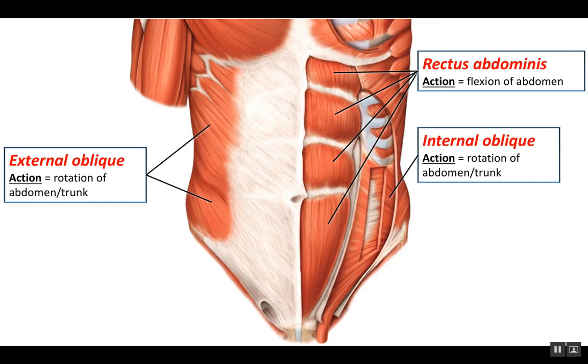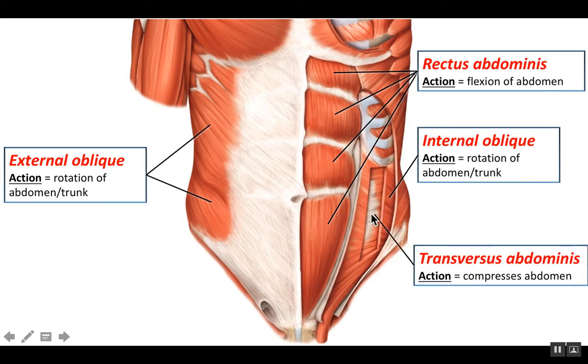Then you'll notice that they actually cut away a piece of the internal oblique in order to show the transversus abdominis. And notice the fibers are running transversely, which is perpendicular to the midline. The transversus abdominis compresses the abdomen. It really squeezes the abdomen inward. So those are the four layers of your abdominal wall. We typically learn them superficial to deep: rectus abdominis and external oblique are most superficial, then internal oblique and transversus abdominis.